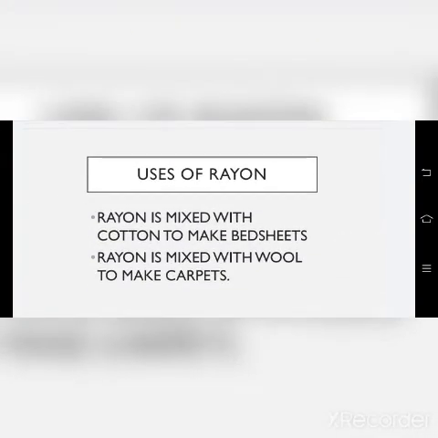Now let's see some uses of rayon. Rayon can be used to make bed sheets by mixing rayon with cotton. Rayon can also be used to make carpets by mixing rayon with wool.